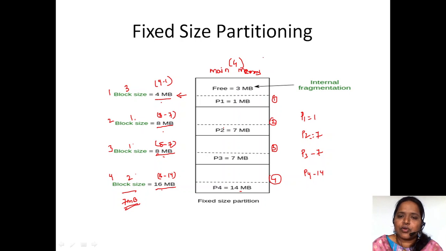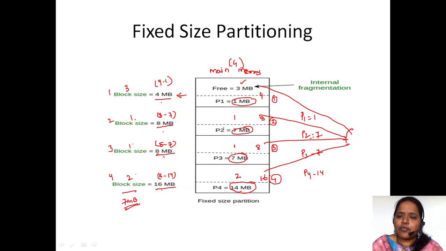Out of 4 MB, we used only 1 MB, 3 MB is left over. Out of 8 we used 7 MB, 1 MB is left over. Out of 8 we used 7 MB, 1 MB is left over. Out of 16 we used 14 MB, 2 MB is left over. All these leftover spaces we call internal fragmentation. Got it? Those leftover spaces we call internal fragmentation.